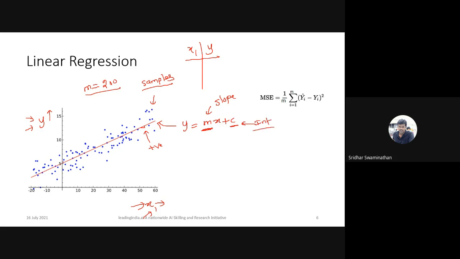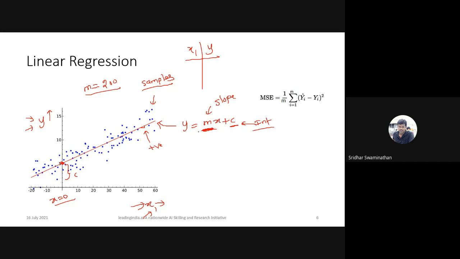That will tell you what is the value of your output when x is equal to 0. So it has the intercept which is here. So the entire model can be represented using 2 parameters like y is equal to mx plus c.